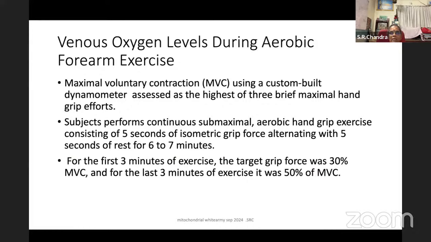So maximum voluntary contraction using a custom-built dynamometer is assessed as the highest of 3 brief maximum hand grip efforts. Then the subject performs continuous submaximal aerobic hand grip exercise consisting of 5 seconds of isometric grip force alternating with 5 seconds of rest for 6 to 7 minutes. So he will grip, then rest, then again grip, and this continues for 6 to 7 minutes. For the first 3 minutes of exercise, the target grip force is 30% of maximum voluntary capacity, and for the last 3 minutes, it is about 50% of maximum voluntary capacity.